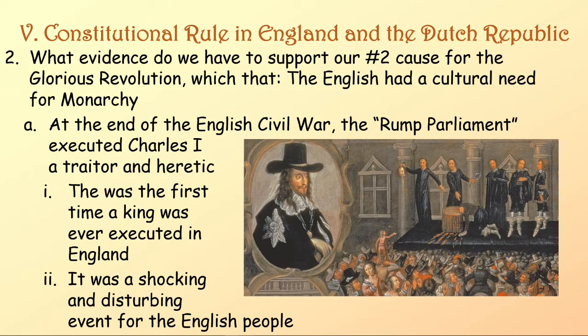So what evidence do we have to support our number 2 cause for the Glorious Revolution, which was that the English had a cultural need for monarchy? Well, at the end of the English Civil War, the, quote, rump parliament, and that was a remnant parliament, you might say, executed Charles I as a traitor and a heretic. And this was the first time that a king was ever executed in England, and it was a shocking and disturbing event for the English people.